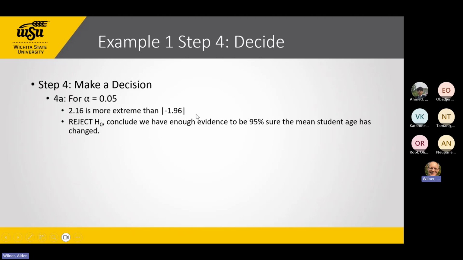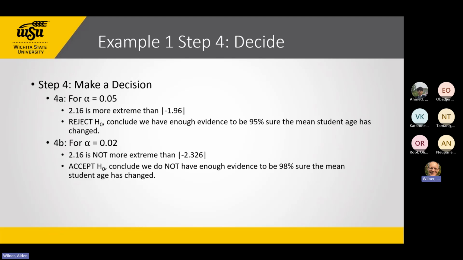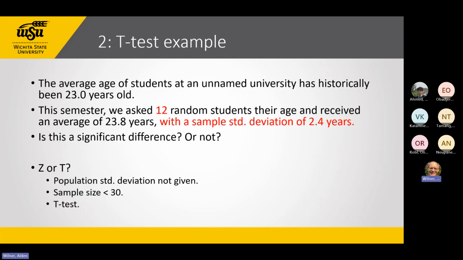2.16 is more extreme than 1.96, so we reject H0 at the 95% confidence level. For the 98% confidence level, it is not more extreme than 2.326. So we do not reject the null hypothesis. We conclude we do not have enough evidence to be 98% sure the mean student age has changed, right?